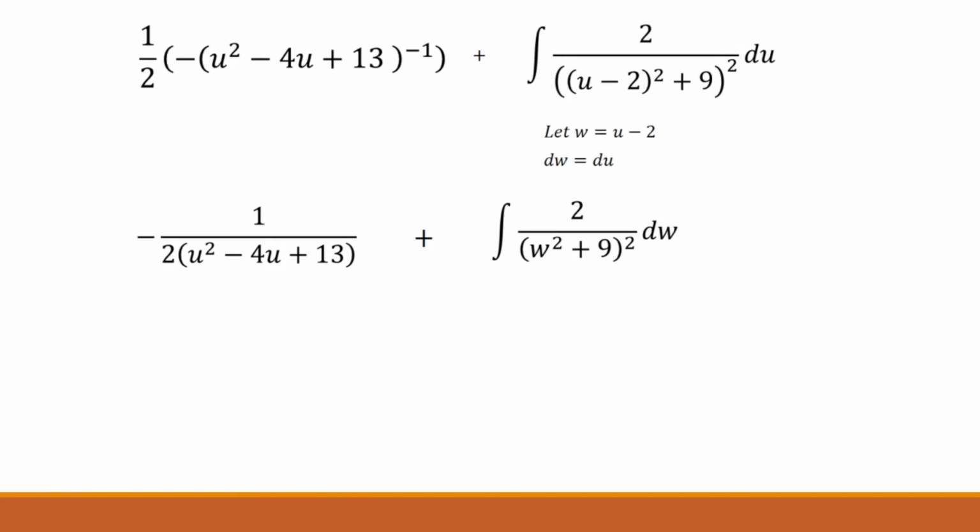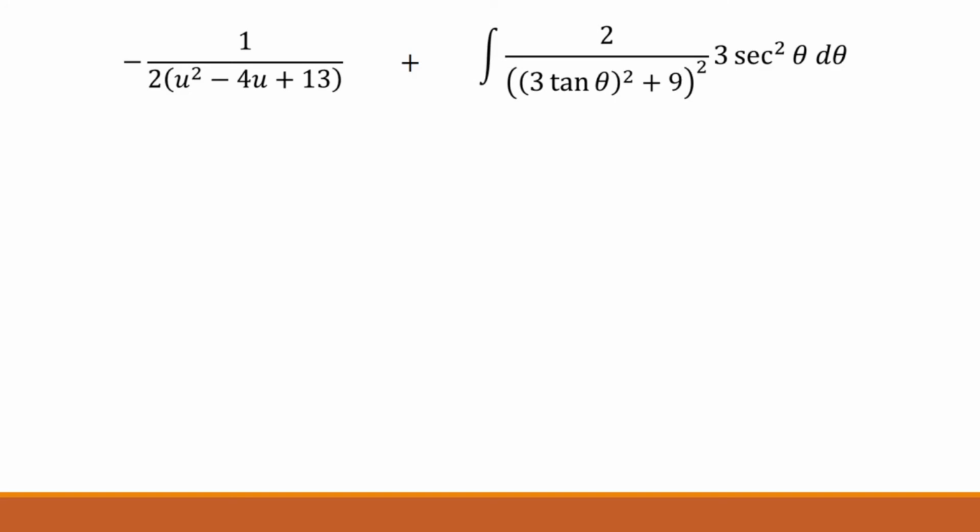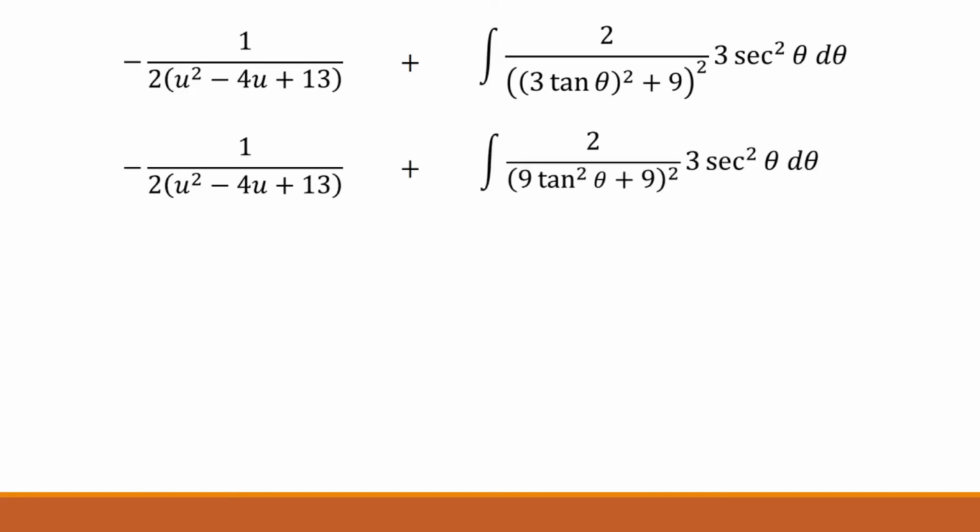And at this point, I'm going to have to use trig substitution. So I'm going to let w be 3 tangent theta. dw will be 3 secant squared theta d theta. Okay, I'm going to replace that and put everything in there. Okay, so my integral now is in terms of thetas. We're going to work with the (3 tangent theta) squared first. And that's just going to be 9 tangent squared theta. Notice all that in the parentheses is still squared. So the 9 tangent squared theta plus 9 is currently squared.